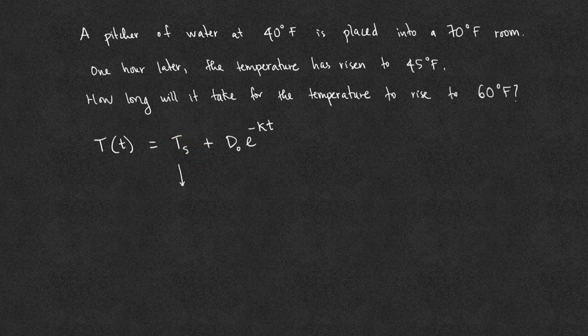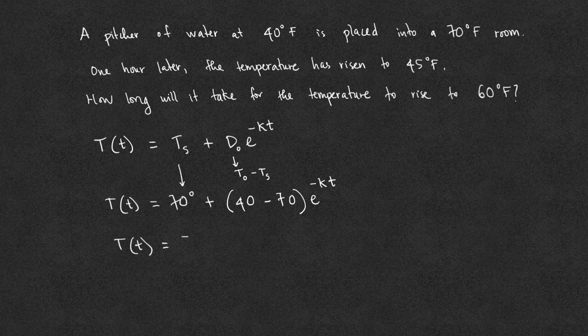T sub S is the surrounding temperature, or the ambient temperature, or the room temperature in this case, and it is 70 degrees. D sub 0 is the difference between the initial temperature of the water and the room temperature, which is T sub S. We were told that the initial temperature of the water is 40 degrees and the surrounding temperature, the room temperature, is 70, with e to the negative kt for now. And so we found a few substitutions. T of t is 70 plus negative 30 e to the negative kt.